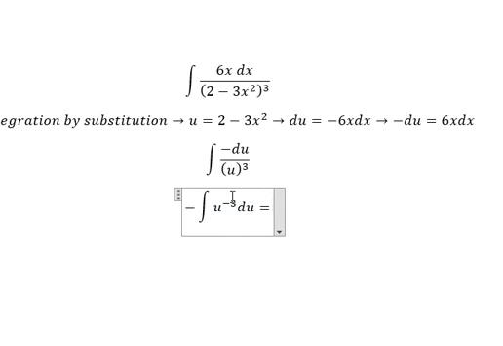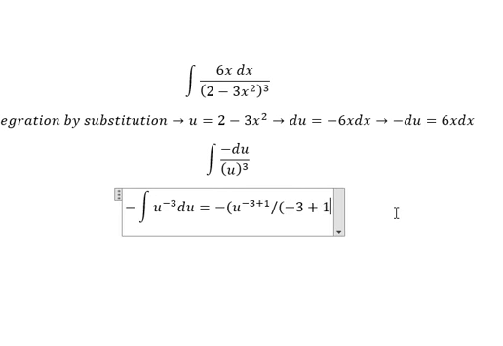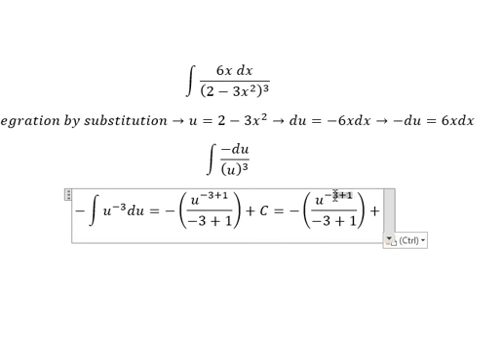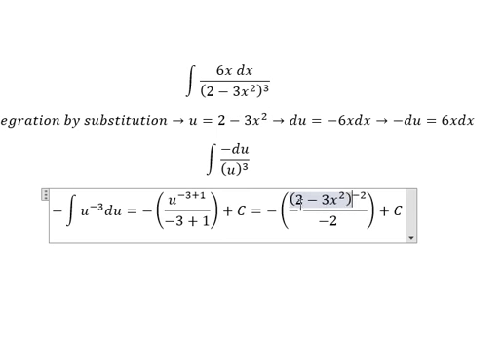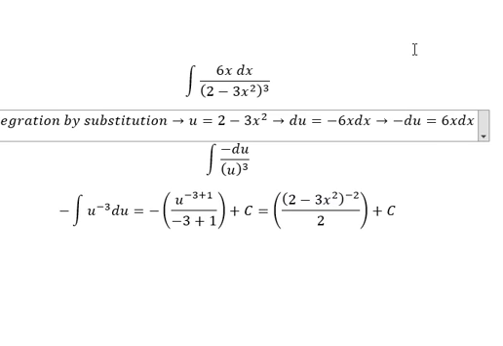The integral of u to the power of negative 3 should be u to the power of negative 3 plus 1 over negative 3 plus 1. And we put c. This one you get negative 2. This one you get negative 2. And u, that's this one. Negative and negative we simplify. And this is the final answer.